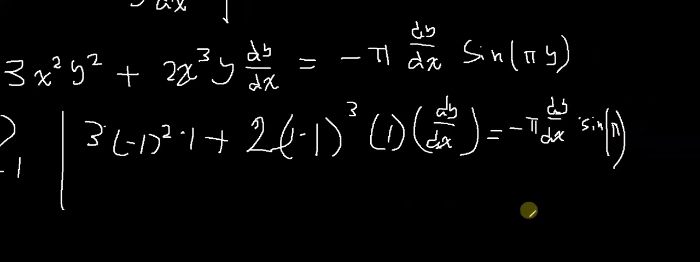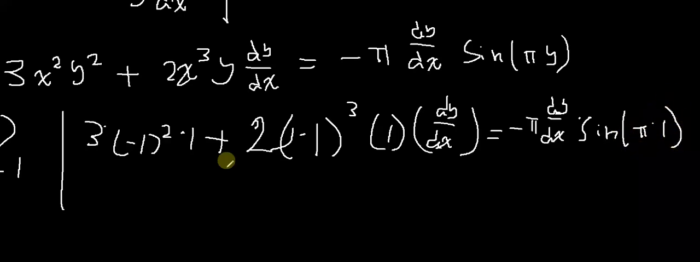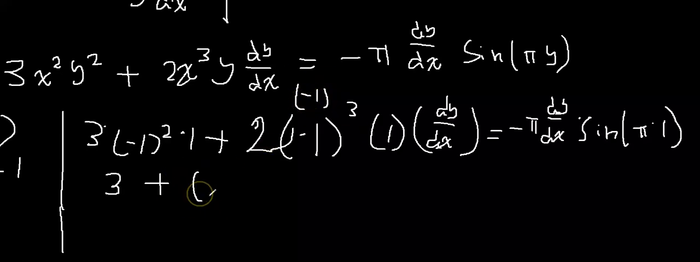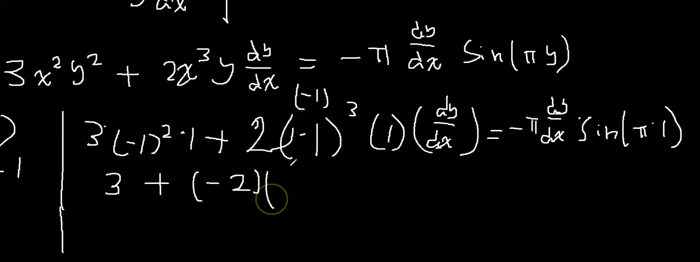Okay, let's clean this up. Times sine of pi times 1. So this would be 3 times 1 times 1, which is 3, plus minus 1 to the power of 3 would be minus 1. So plus minus 2 dy/dx is equal to, and then sine of pi.